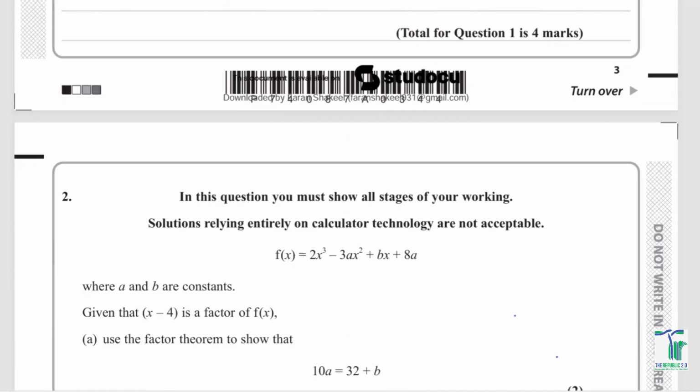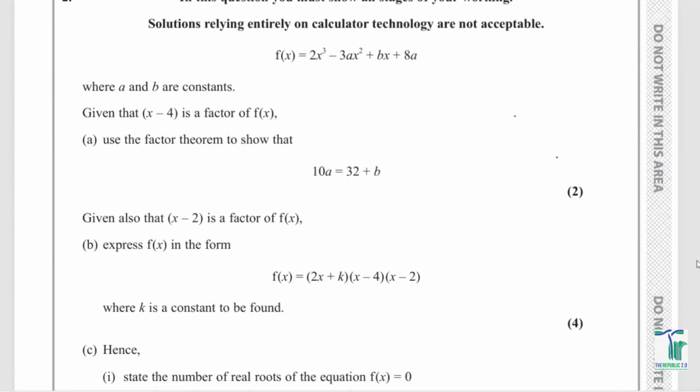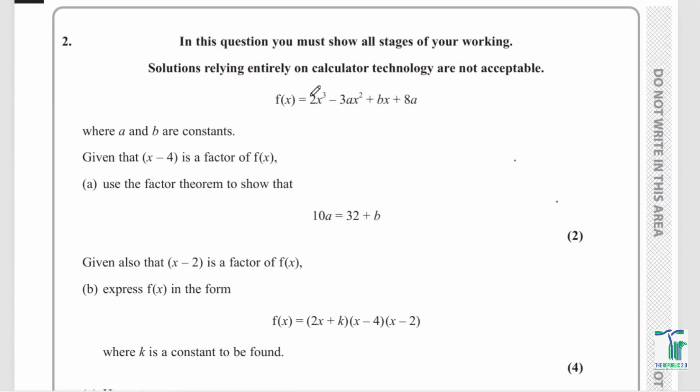Now we have question number 2. In question number 2, he is telling us that we have a function where a and b are constants. Given that x minus 4 is a factor, what does that mean? By plugging x equals 4 into this expression, the remainder has to be 0. Use the factor theorem to show that 10a equals 32 plus b. We just need to show this. So how can we do that?